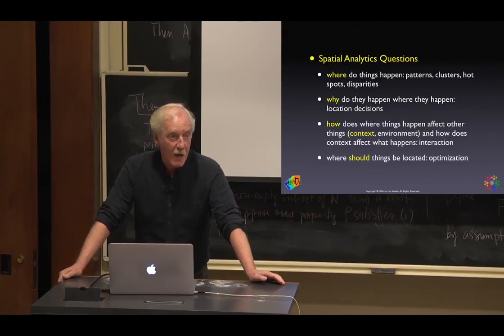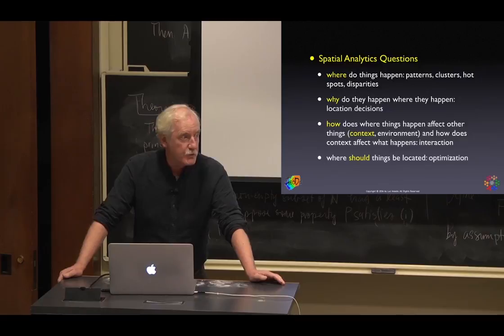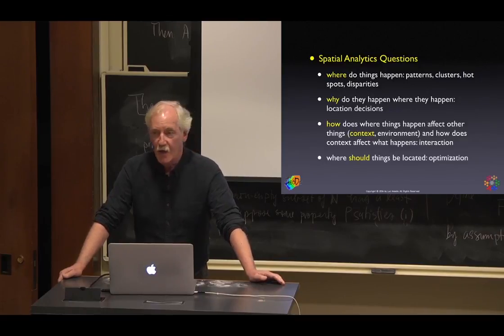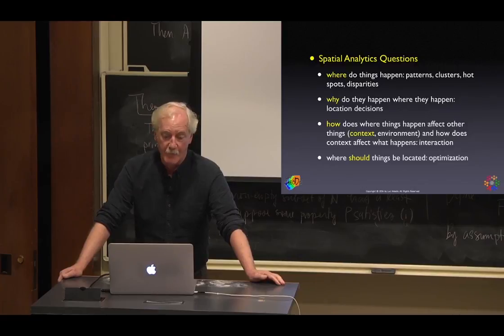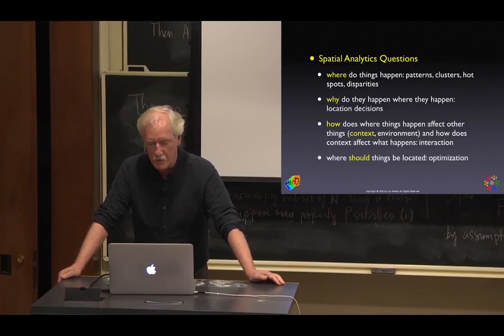This is where a lot of the mapping comes in, but it's mapping plus. It's mapping plus exploration, exploratory data analysis, as we'll see later. Then much trickier, why do things happen where they happen? So what are the location decisions? How we can start understanding this.